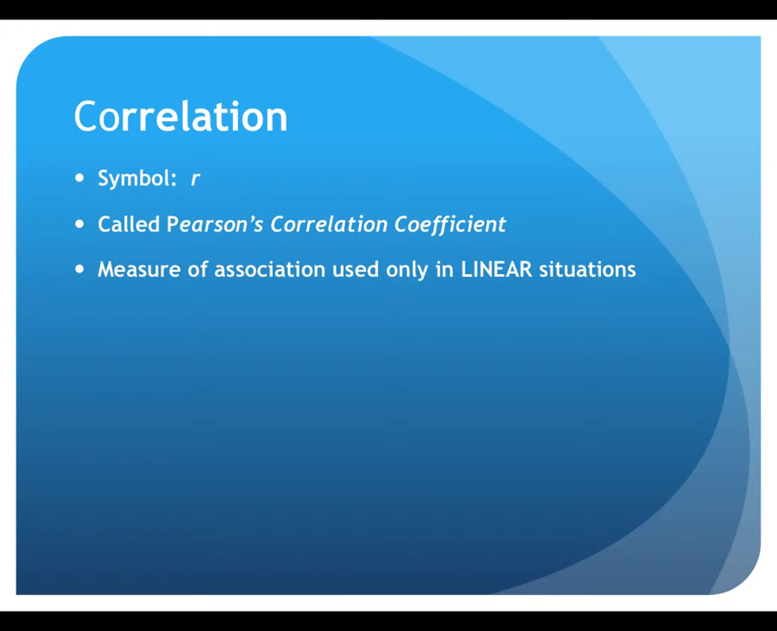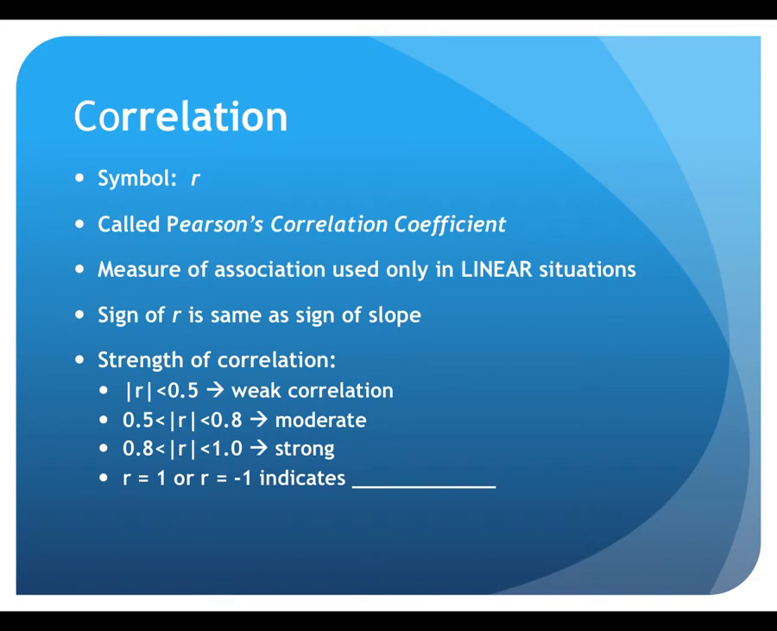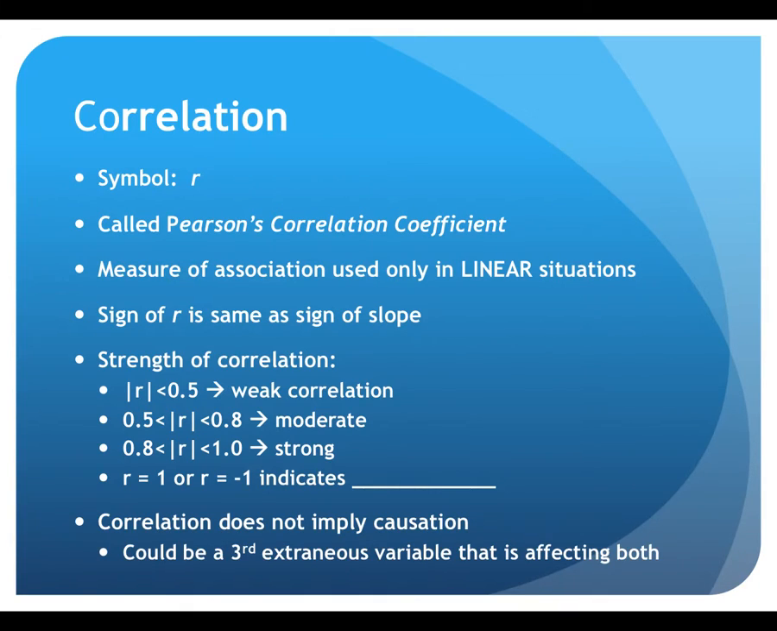Correlation measures association in linear situations. You have to remember it's linear. So if correlation is 0, it doesn't mean that there's no relationship at all. It means that there's no linear relationship. It's the same sign as whatever the slope is, so positive r is a positive correlation. If r is between negative 0.5 and positive 0.5, it's weak. 0.5 to 0.8 is moderate. 0.8 to 1 is strong. What if you have r equal to 1 or negative 1? Perfectly linear relationship. Please make sure that you know that correlation does not imply causation. Just because you have an r value of 1 does not mean that one variable causes the other.